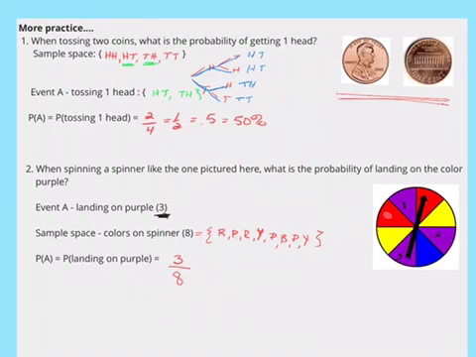So my probability here is going to be 3/8, which is the same as 0.375 or 37.5%. So there's a 37.5% chance that I would end up spinning the spinner and landing on purple.